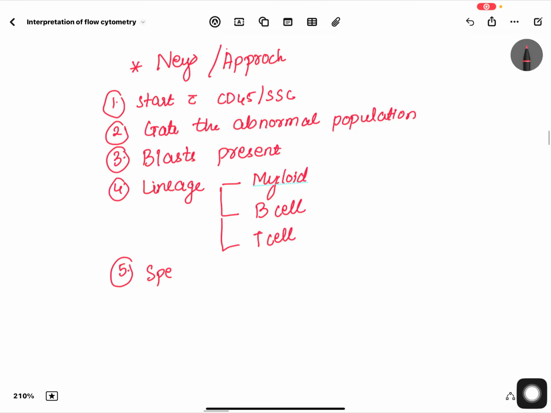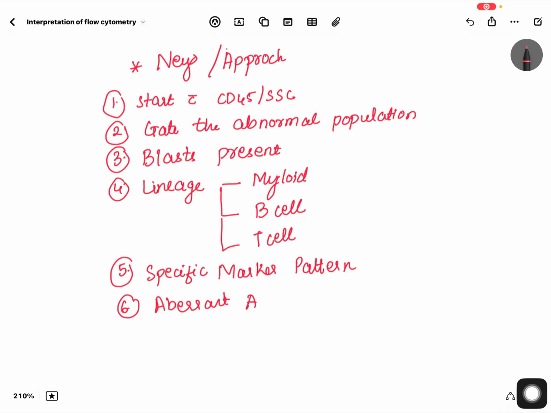Then fifth, we see if a specific marker pattern is present. Then we see if there is any aberrant antigen expression. So we follow this protocol.